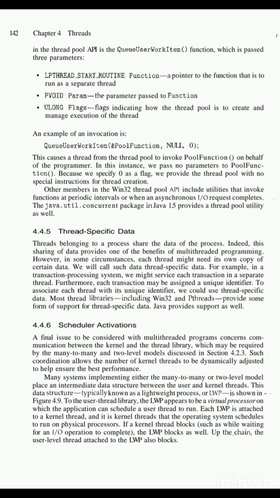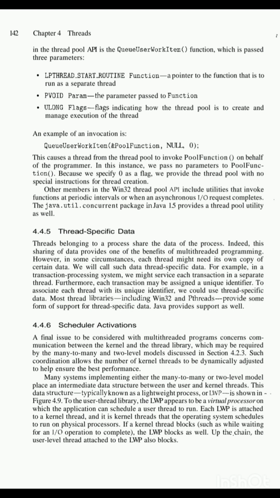One such member in the thread pool API is the QueueUserWorkItem function, which is passed three parameters. First, LPTHREAD_START_ROUTINE Function, a pointer to the function that is to run as a separate thread. PVOID Param, the parameter passed to Function. ULONG Flags, flags indicating how the thread pool is to create and manage execution of the thread. An example of an invocation is given below.